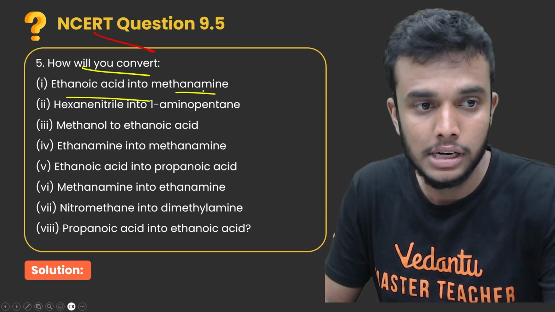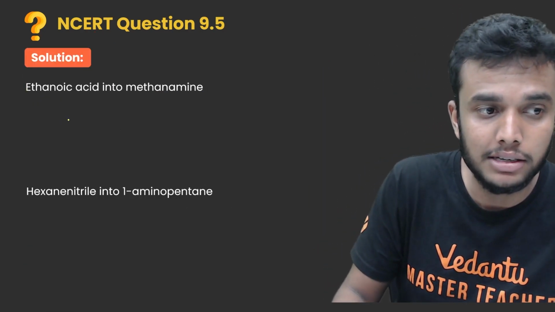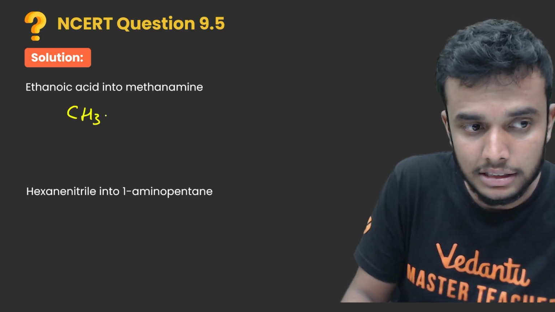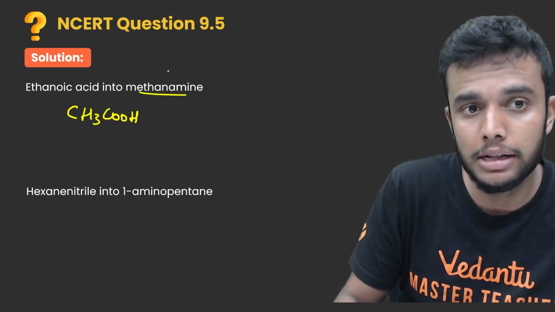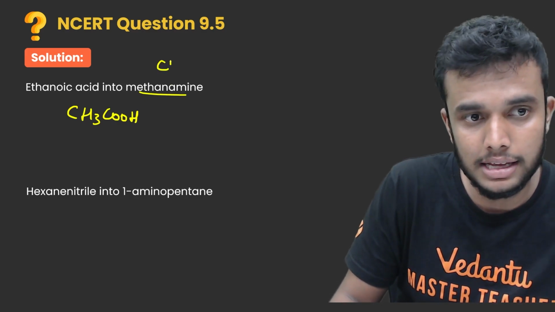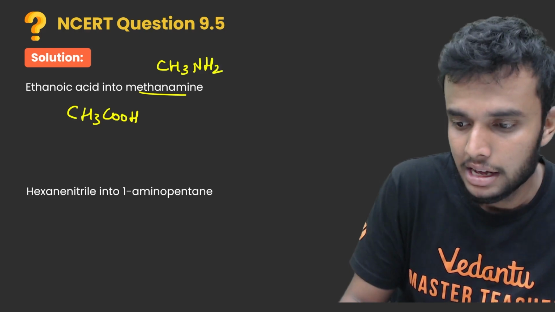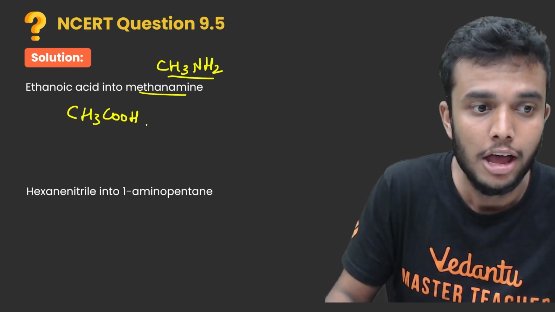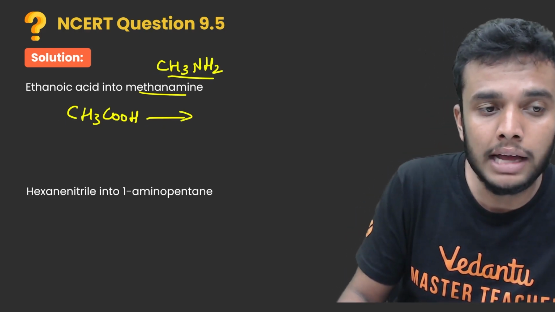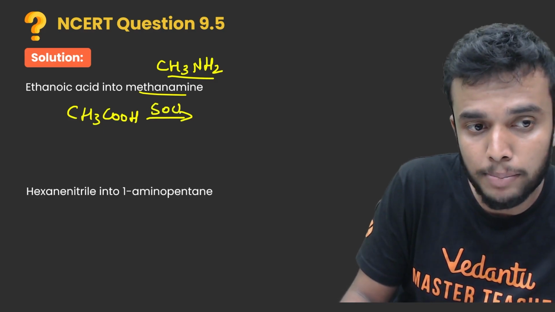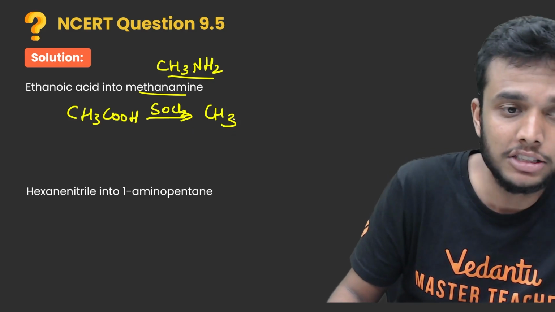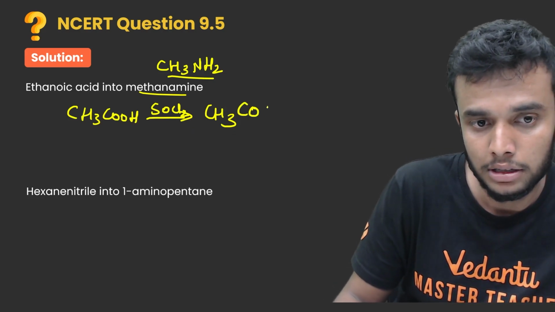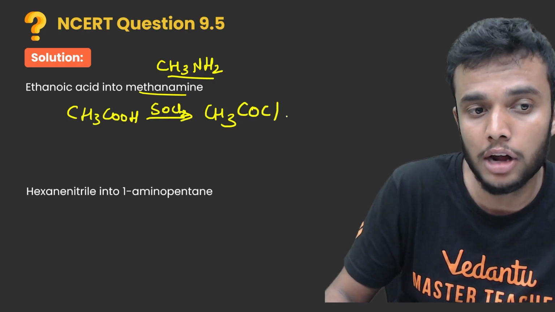We need to convert. How will you convert ethanoic acid to methanamine? Carboxylic acid group to methanamine group. What is the structure of ethanoic acid? This is the structure of ethanoic acid. What is the structure of methanamine? Methanamine, students, is very easy: CH3NH2. This is the structure of methanamine. First step, ethanoic acid undergoes chlorination in the presence of thionyl chloride. What happened? Here this OH group is replaced by a Cl group. Then we get the chloro substituted compound.